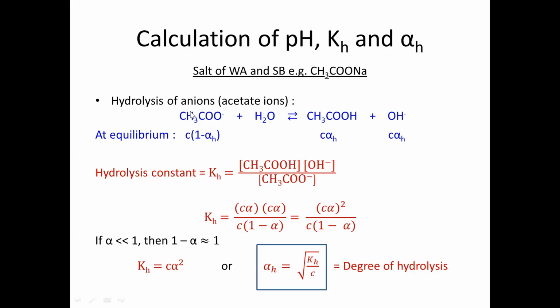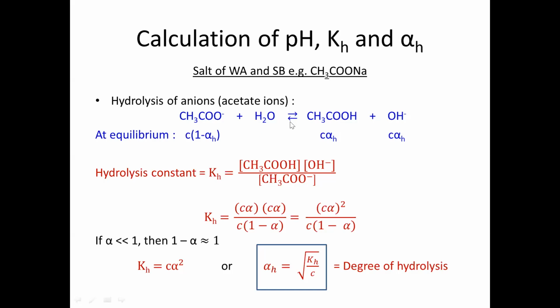So if we consider the hydrolysis of acetate ions, we know that at equilibrium, the concentration of acetate ion would depend on the degree of hydrolysis. That is, its concentration would be C into (1 minus alpha H), where alpha H is the degree of hydrolysis. And the amount of undissociated acetic acid produced will be equal to C alpha, and the same amount of OH minus ions will be produced.